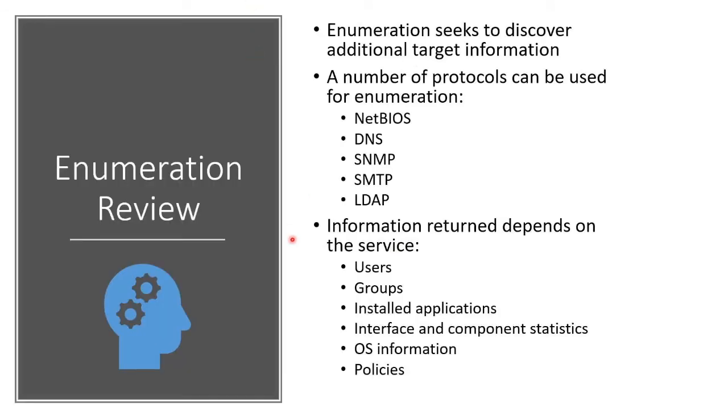So let's review enumeration. Enumeration tries to discover additional target information, and here's just a short list of protocols that we can use to enumerate. And you can return all sorts of info. It depends on the service that you are querying, but the useful information would be things like the users, the installed applications, the groups, or interface information, certainly operating system information, and policies that'll tell you whether or not you can try something.